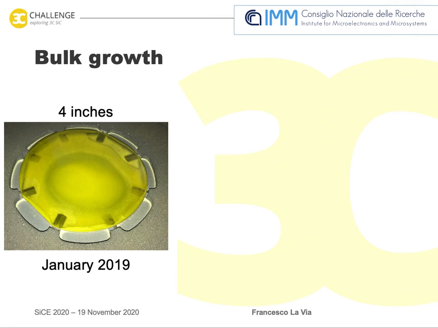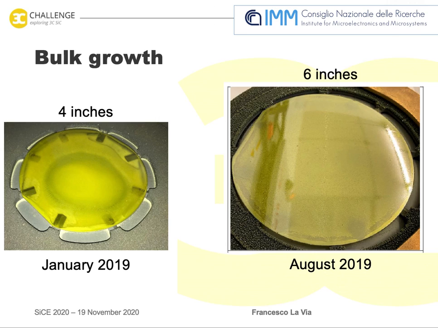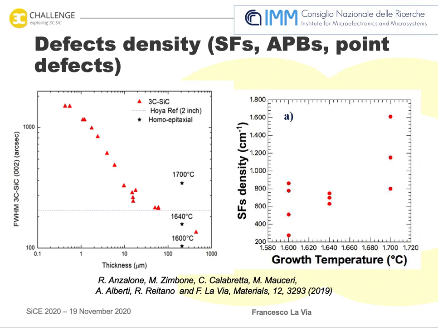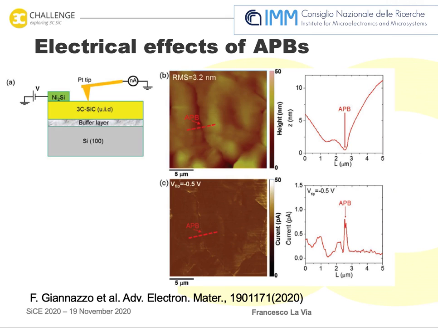Another important approach used in the project is the development of a bulk technology. Using different approaches, large wafers of 3C silicon carbide can be obtained that can be used for the realization of power devices. This material has different crystallographic defects: stacking faults, antiphase boundaries, point defects, but it has been observed that by increasing the thickness or decreasing the growth temperature, it is possible to improve the quality of the material.